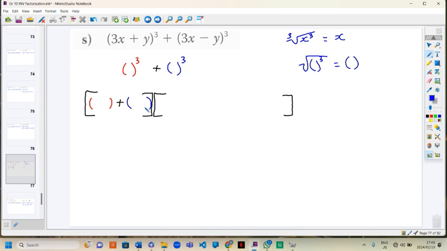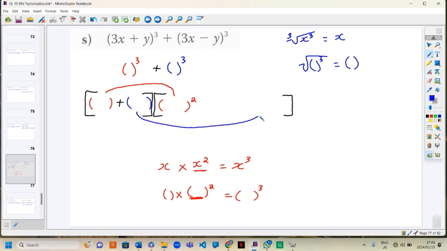Now what we did in the previous ones, we're going to do exactly the same. What multiplied with a bracket is going to give me a bracket cubed? If I said x multiplied by what is going to give me x cubed, what would you say? x squared. So what times a bracket is going to give me a bracket cubed? A bracket squared. Same thing with the blue bracket. A blue bracket times what is going to give me a blue bracket cubed? Remember, this term is always positive, and it's going to be a bracket squared.